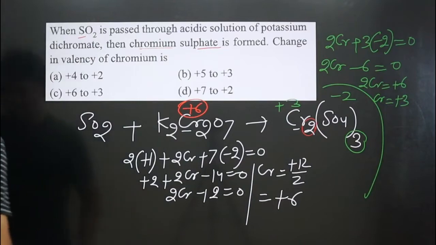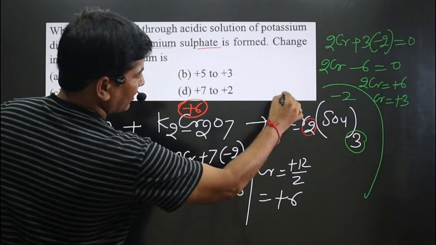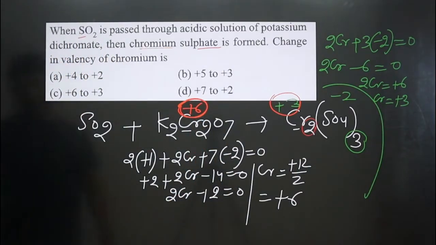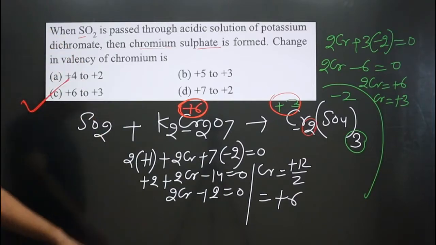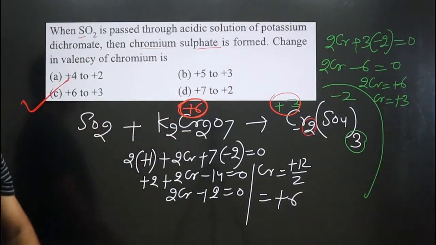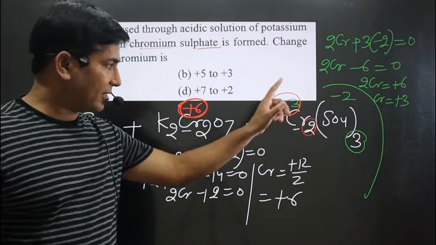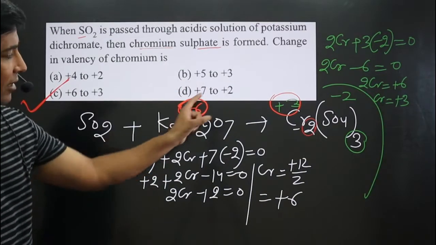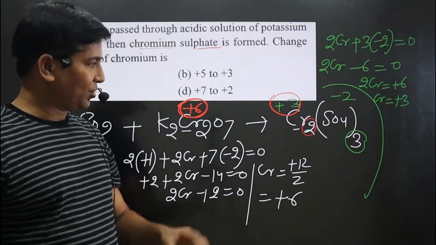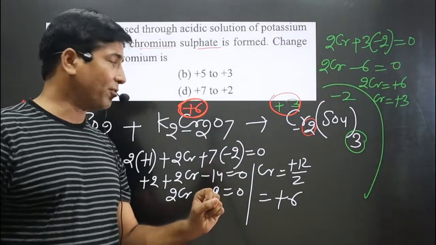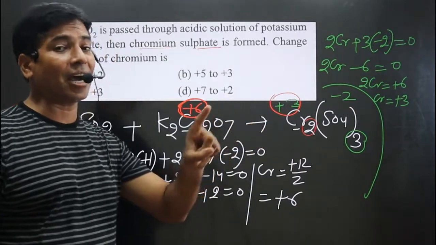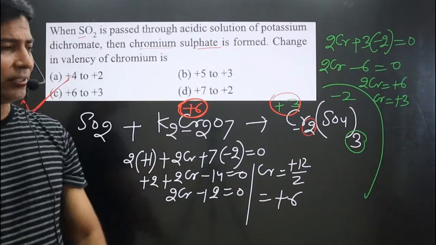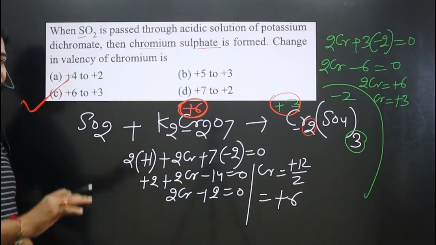So on the other side, chromium is present in +3 oxidation number, and on the left side it is present in +6 oxidation number. So option C is correct. In potassium dichromate, Cr is present in +6 and in chromium sulfate, Cr is present in +3. The change in oxidation number is 6 minus 3, equal to 3. Is it gain of electron or loss of electron? A decrease in oxidation number is always a reduction reaction. Since it is undergoing reduction, it will be gaining electrons. That is different information, but we got the correct option.